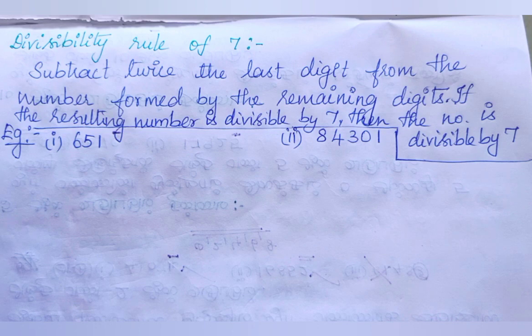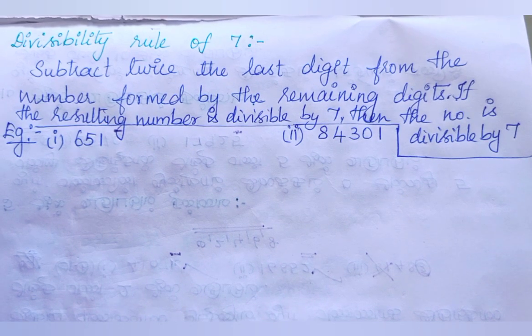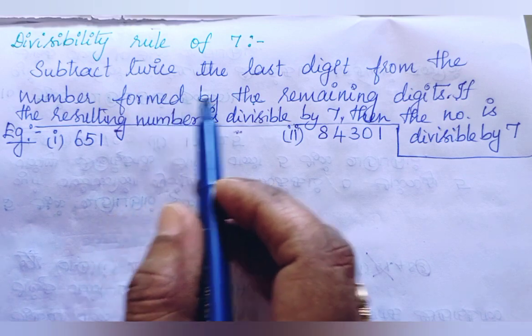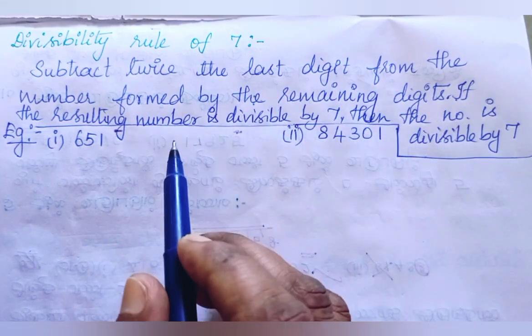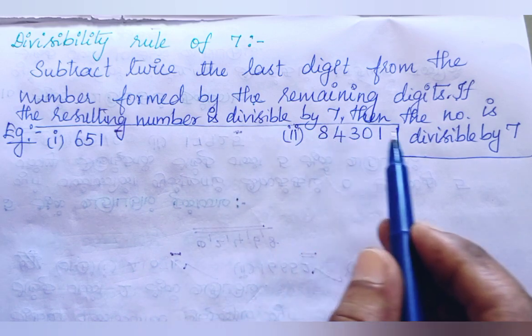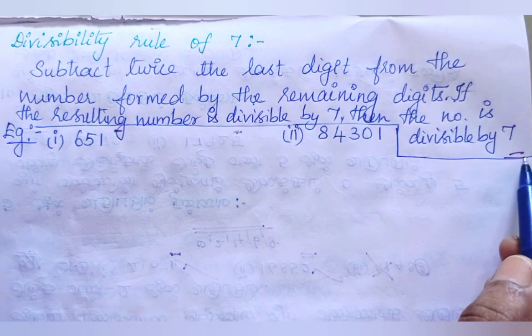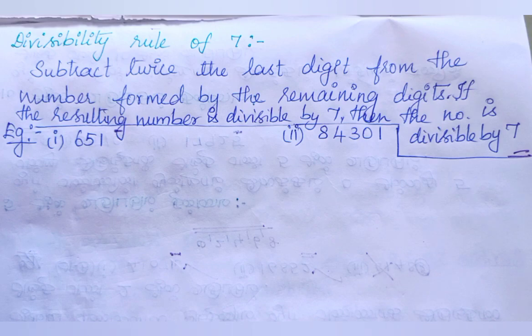Next it is necessary for you to know the divisibility rule of 7 also, because in prime factorization we will use only prime numbers to divide. So we are going to know about the divisibility rule of 7. We have to subtract twice the last digit from the number formed by the remaining digits. If the resulting number is divisible by 7, then the number is divisible by 7.